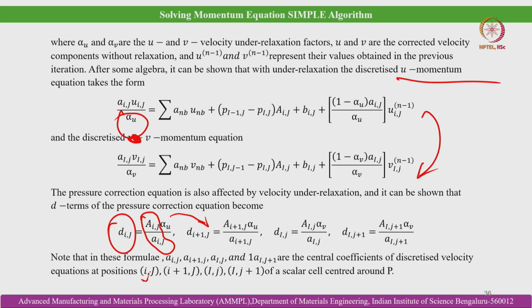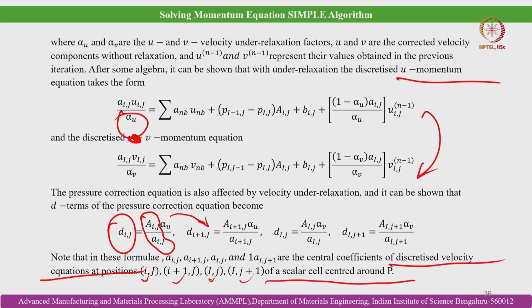So these are basically the nodes I plus 1 j, capital I small j, and capital I j plus 1. This is why there is an uppercase and lowercase letter, because of the staggered grid arrangement that we have discussed in detail in the earlier classes. So then basically these coefficients are the central coefficients of discretized velocity equations at these positions, these nodes of a scalar cell centered around P. Okay. So here there will be a correction.